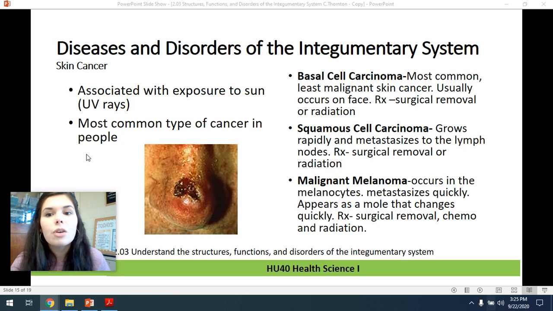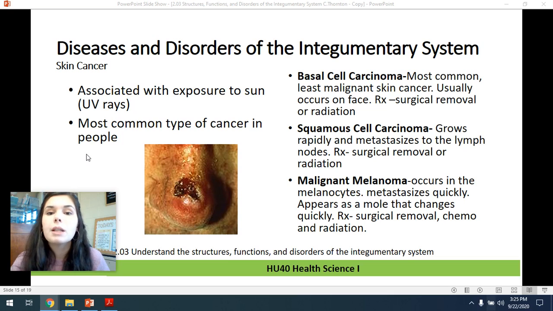You have a basal cell carcinoma, which is the most common type of skin cancer, and it's the least malignant, meaning the least likely to harm you or cause death. It usually occurs on the face, and the treatment is just surgical removal or radiation. Next, you have a squamous cell carcinoma, and this grows more rapidly and usually metastasizes to the lymph nodes, which can become much more dangerous. The prescription for this would be surgical removal or radiation as well, but it's just more difficult to get to if it does spread to the lymph nodes.